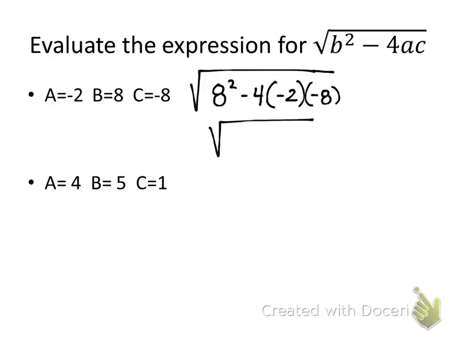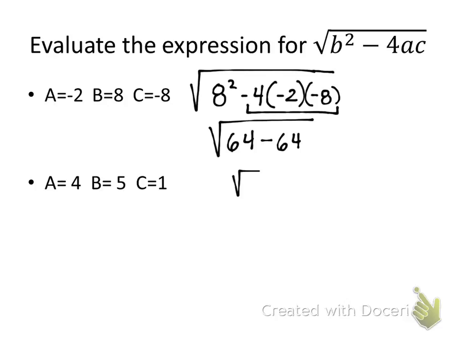What's 8 squared? 64. Then I'm going to do like this, because I want you to pay attention, because sometimes we're going to have a subtraction problem, but sometimes it will be addition, and it all depends on how many negative signs you have. So we're multiplying negative 4 times negative 2 times negative 8. How many negative signs is that? 3. So is this going to be a subtraction problem or addition? Subtraction. So you can go ahead and put your minus sign there and then just multiply. 4 times 2 is 8 times 8 is 64.